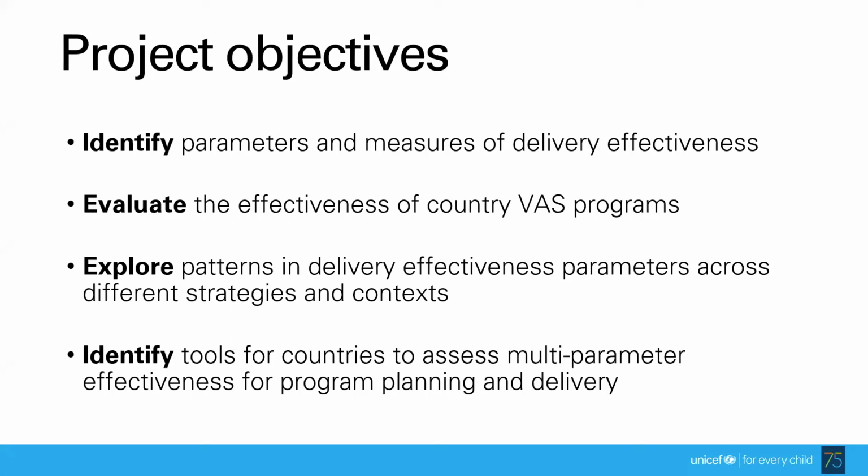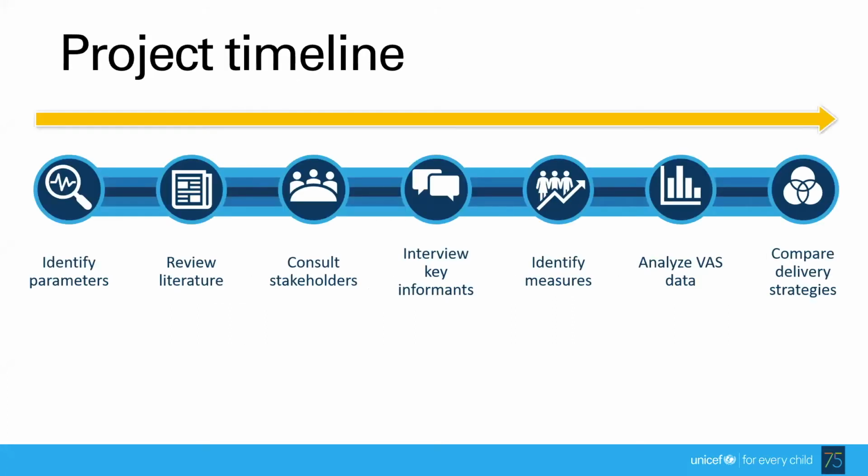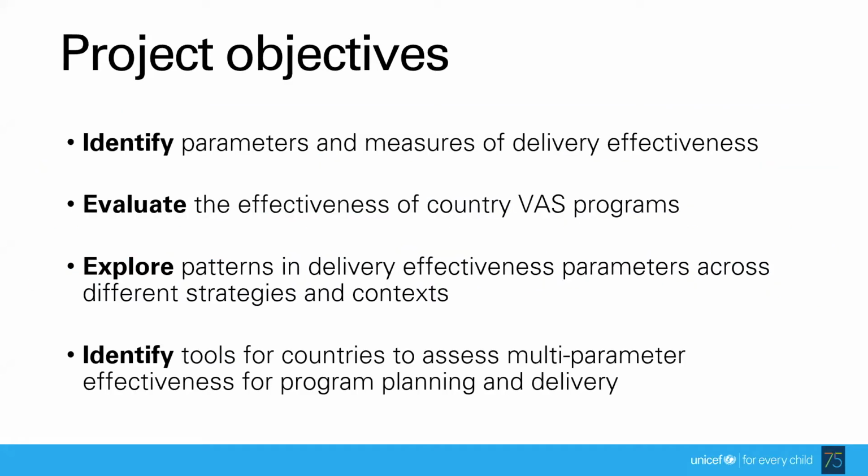As we started the project, our objective was therefore to identify effectiveness parameters and measures, and to use those measures to evaluate country programs, vitamin A supplementation programs in particular, and further down the line, build tools for countries to use to optimize effectiveness in delivery. So today I will be talking about the first of our objectives, the identification of parameters and measures. I will not present the results of the vitamin A supplementation specific data analysis on this occasion, but that will follow at a later date.